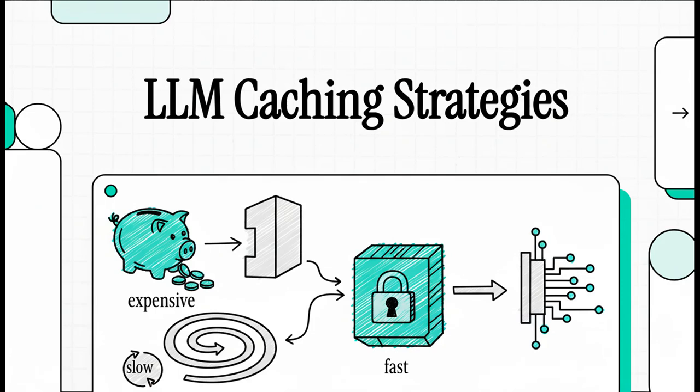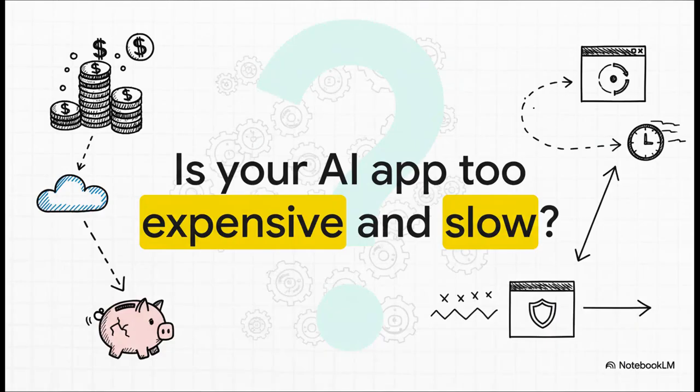So, if you're building anything with LLMs, you've probably hit a couple of walls, right? They cost a lot of money and, man, they can be slow. Well, today we're going to show you how to smash through both of those walls with one super powerful technique: caching.